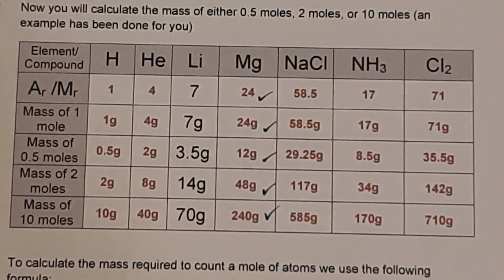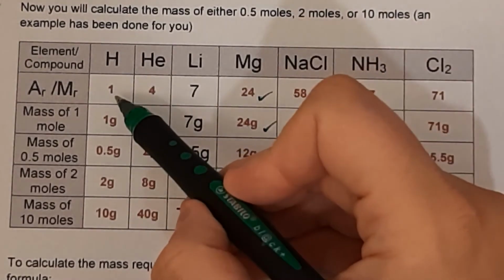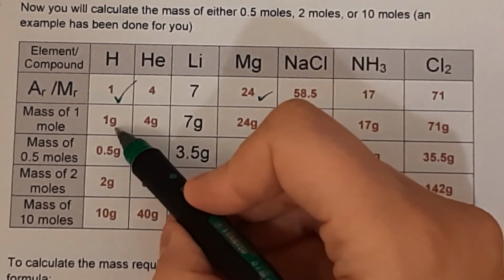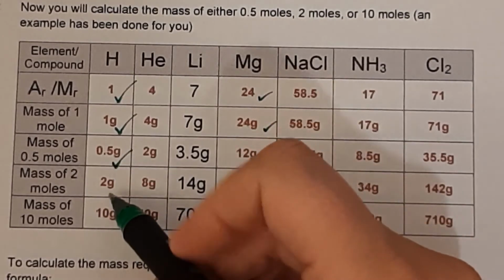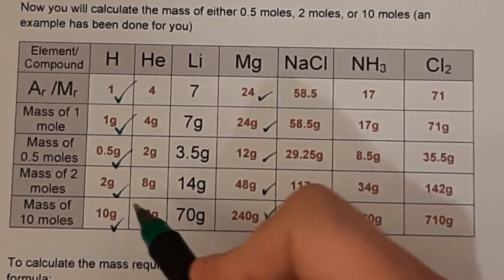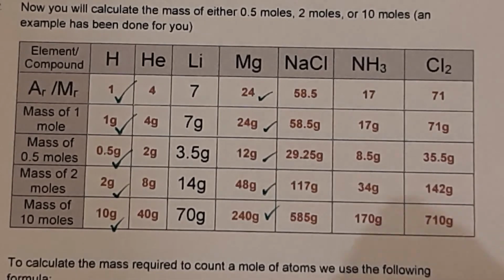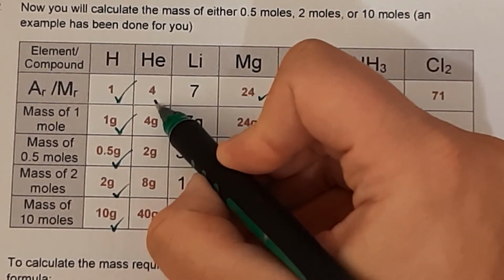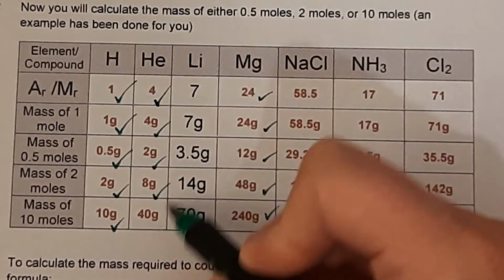Okay, so let's review those then. Hydrogen had a relative atomic mass of 1, so 1 mole is 1 gram, half a mole is 0.5 grams, 2 moles is 2 grams, and 10 moles is 10 grams. Okay, helium has a relative atomic mass of 4, so we've got 4 grams, 2 grams, 8 grams, and 40 grams.